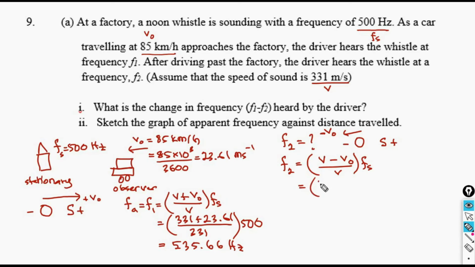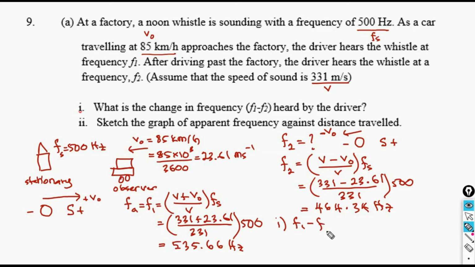Substitute: 331 minus V naught, 23.61, divided by 331, times 500. You calculate and you get 464.34 hertz. Question number one: what is the change in frequency, F1 minus F2? Substitute the values: F1 is 535.66 minus F2, 464.34. You calculate and you will get 71.32 hertz.